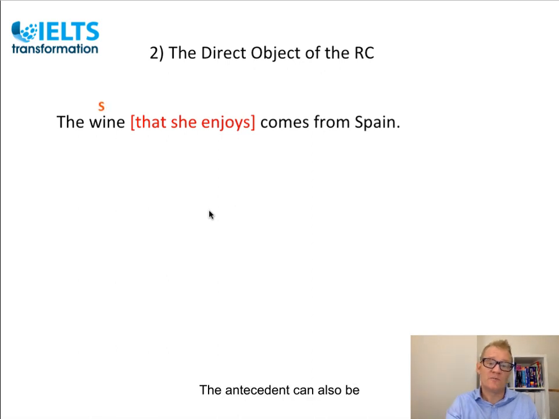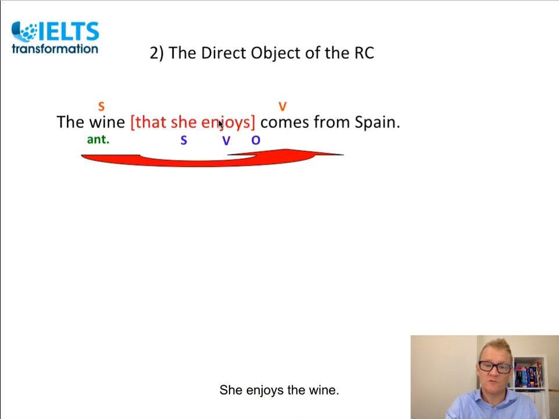The antecedent can also be the object of the relative clause. The wine that she enjoys comes from Spain. The wine, subject, comes, verb, from Spain. The antecedent is the wine. Now we have a subject, look: she enjoys. What does she enjoy? She enjoys the wine. The wine that she enjoys comes from Spain. So she enjoys what? It's the direct object.